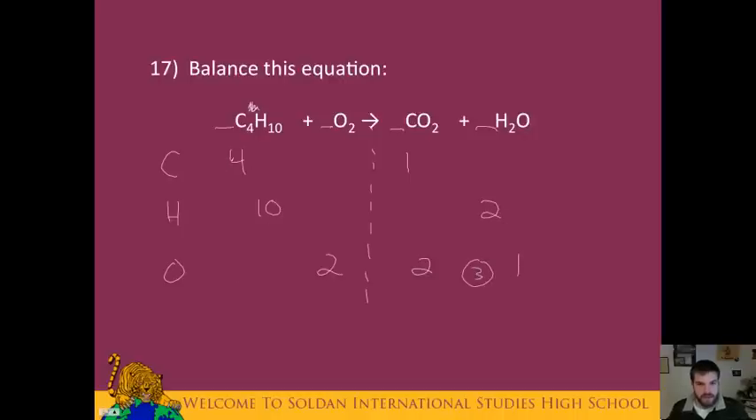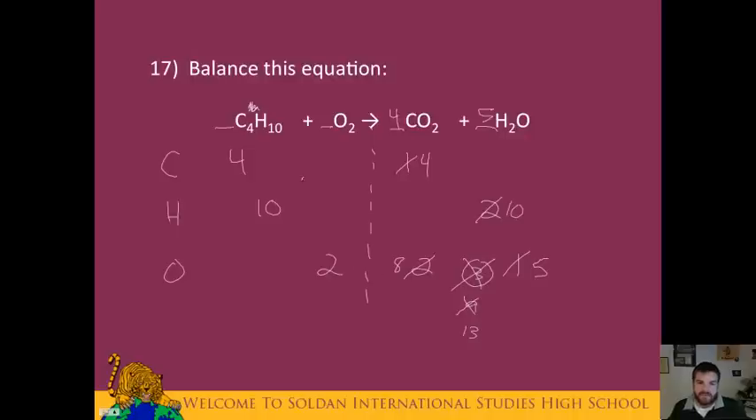Okay, looking good. My carbons are not balanced here, so I'm going to put 4 carbons. That changes the carbon to 4 and the oxygen to 8, which changes this oxygen to 9. Now, my hydrogens: I've got 10 over here and 2, so I'm going to put a 5 to change this to 10. 5 times 1 is 5. 5 plus 8 is now 13. Okay, now my carbons are balanced, my hydrogens are balanced.